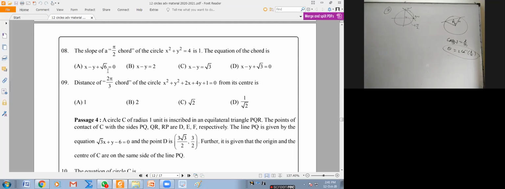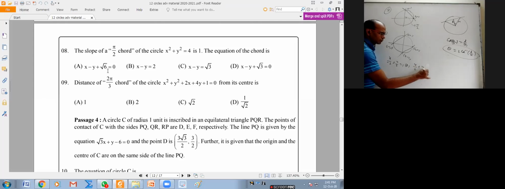Even the next question: the slope of a pi by 2 chord of the circle is 1. Then what is the equation? That is also easy. Slope 1, the chord will be here, this one and this one. There are two such chords. And what are these points? 2 comma 0, 0 comma minus 2, 0 comma 2, and minus 2 comma 0. So x by minus 2 plus y by 2 equal to 1, or this line means x by 2 plus y by minus 2 equal to 1.